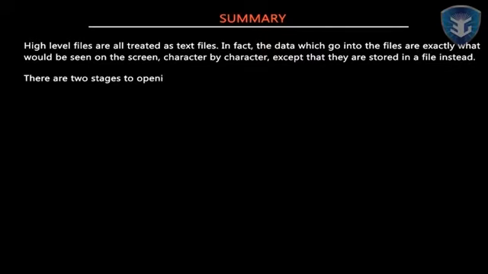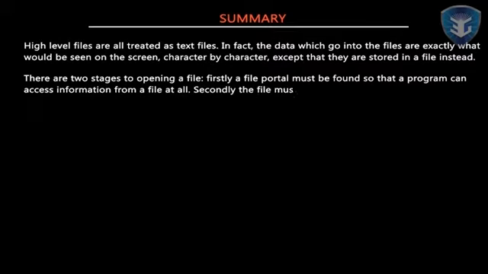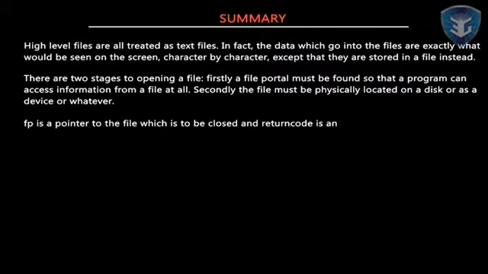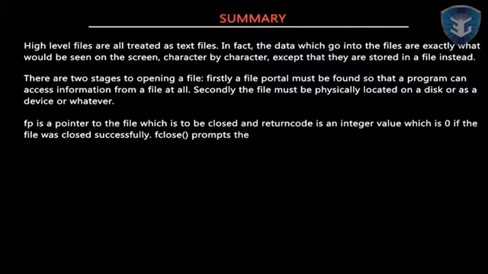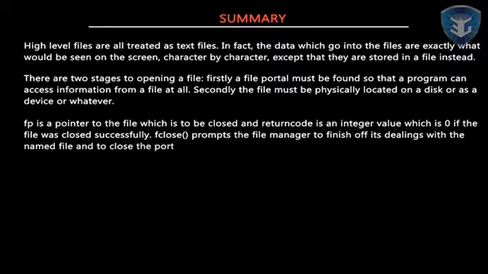There are two stages to opening a file. Firstly, a file portal must be found so that a program can access information from a file at all. Secondly, the file must be physically located on a disk, or as a device or whatever. fp is a pointer to the file which is to be closed, and the return code is an integer value, which is 0 if the file was closed successfully. fclose() prompts the file manager to finish off its dealings with the named file, and to close the portal which the operating system reserved for it.